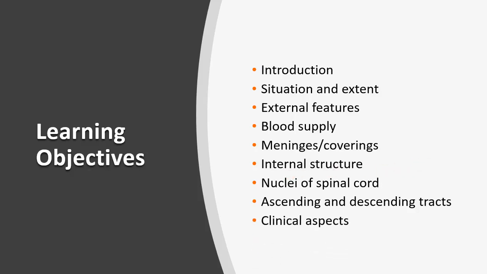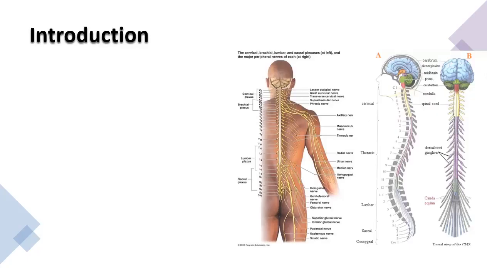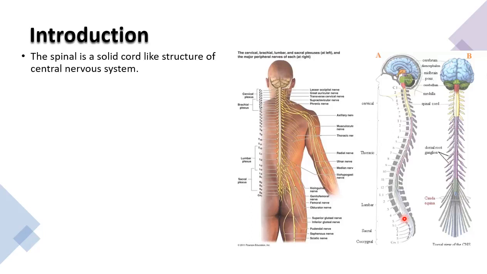Now, first of all, with respect to the spinal cord. Here you are able to see the spinal cord. It is a long cylindrical cord-like structure, which is a part of your central nervous system. So your nervous system consists of the brain and then the spinal cord.